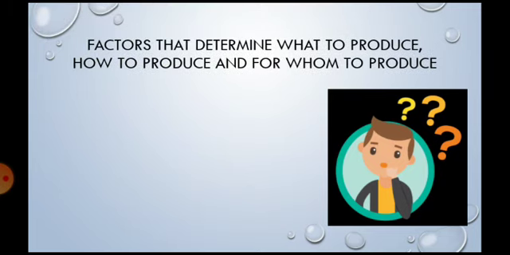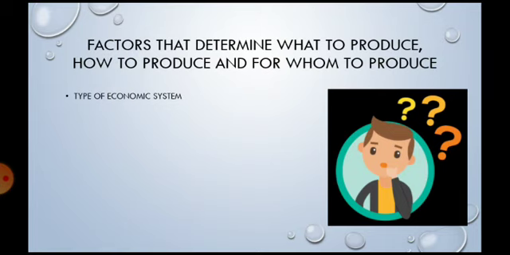Let's quickly look at factors that determine what to produce, how to produce, and for whom to produce. The first factor we'll be looking at here is the type of economic system. There are three major economic systems, namely capitalism, socialism, and mixed economy.